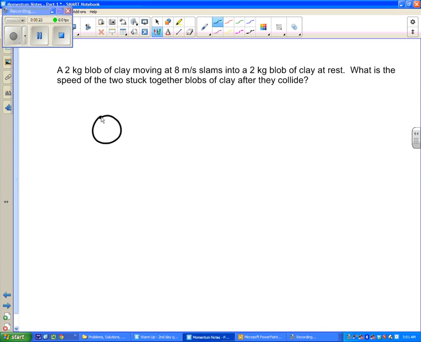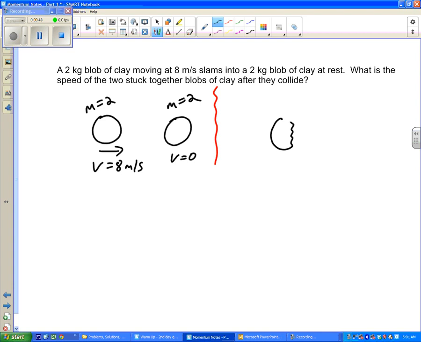So we have two blobs of clay. They both have masses of 2. And this one is moving at a velocity of 8 meters per second. And this one is not moving. And we also have after the collision. So after the collision, these two blobs are stuck together.